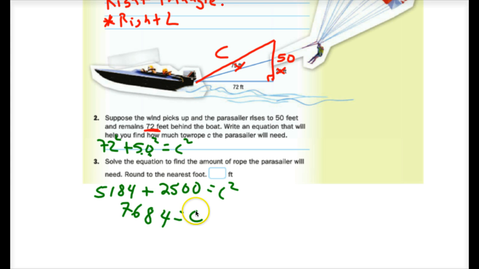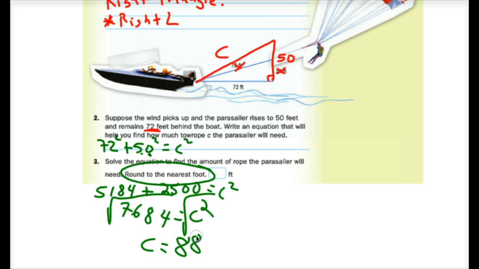That equals C squared. Please continue to show taking the square root of both sides. Okay? You guys have been really good about showing your work. Everybody take the square root of 7,684. 87.7. One decimal place, 87.7. It says round to the nearest foot. So that means round it to the nearest whole number. Is that 88? Yeah. 88 feet. That goes in there. So basically, the tow rope would have to be 88 feet long now. Okay, it got a little bit longer.